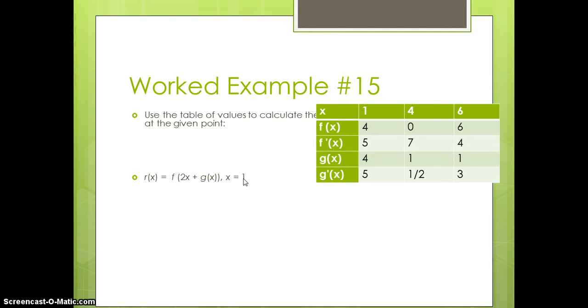Remember, when you're dealing with tables and things of the sort, you need to find the derivative first, then plug in. Please do not plug in first. Well, first we need to figure out what our outside function is. That's our f of x. All right, that will go first as far as our derivatives go. The inside function is 2x plus g of x.